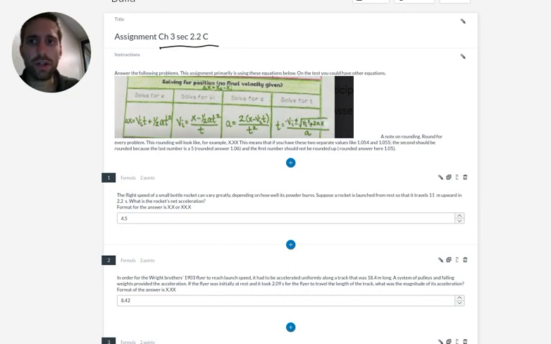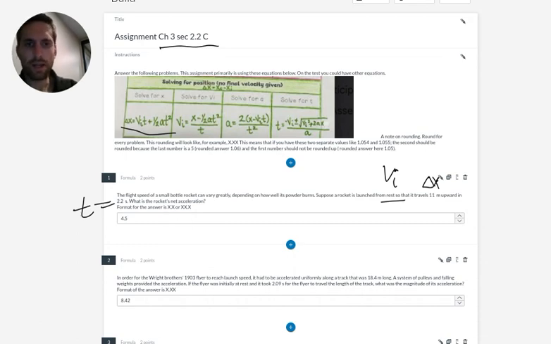So, if it's starting from rest, that is our velocity initial. Here is the displacement, change in x, 11 meters, and here's our time, 2.2 s. So what we're going to do first is plug in our values using this equation. The change in x equals velocity initial times the time plus 1/2 times the acceleration times the time squared.